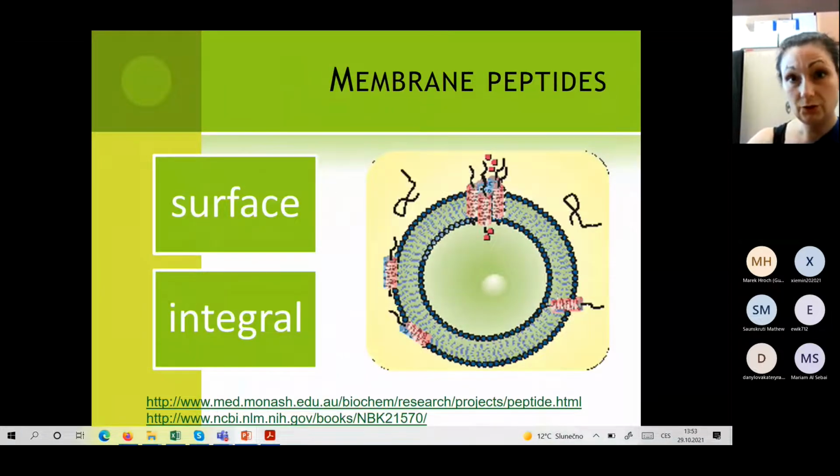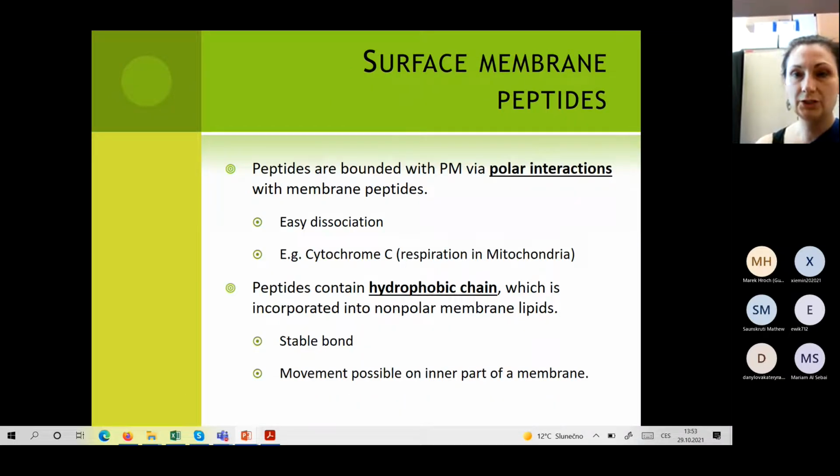Now we are going to focus on the membrane peptides, which can be distinguished in two main groups, surface and integral membrane proteins. First of all, just mention the surface membrane peptides or proteins. Usually they have polar interactions or hydrophobic interactions.